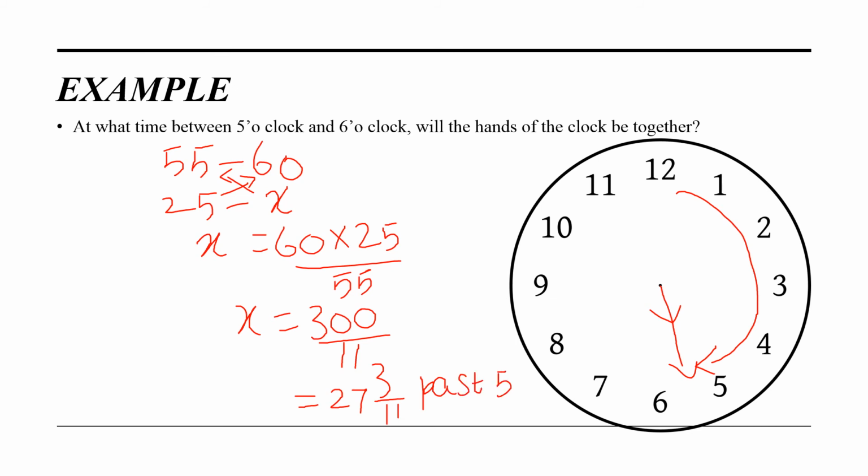Okay, here what is the meaning of past 5? It is after 5 o'clock, the minute hand and hour hand will meet at 27 minutes 3 by 11 seconds. The minute hand and hour hand will meet. Okay, this is the meaning of past 5. Move on to the next problem.